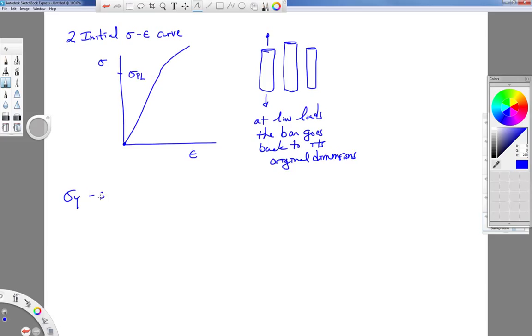Let me write this down. It's going to be a fairly important quantity for us in engineering design purposes. Stress level at which you start to get permanent deformation.